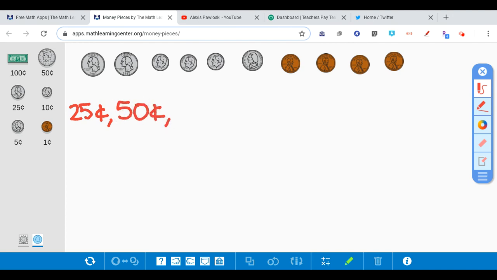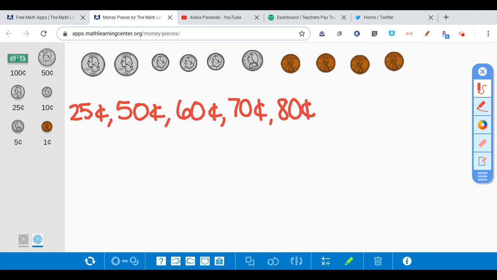Then I add a dime, which is 10 cents. So I go from 50 to 60 cents. Then I have a second dime, which is 10 cents. So I go from 60 cents to 70 cents. Then I have my third and last dime, which is another 10. So if I'm at 70, I have to get to 80 now. So I'm at 80 cents with my quarters and my dimes.